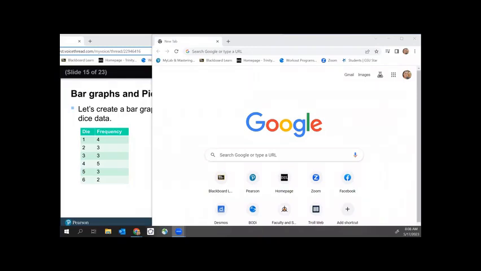So now we're going to create a bar graph and pie chart from our dice data that we had. With your purchase of your Pearson access code, you have access to this program called Statcrunch. Super user-friendly. I find it much more user-friendly than Excel. So that's the one I'm going to show you. If you are familiar with making graphs in Excel, you have every opportunity to use Excel as well. But I want to show you this method here.